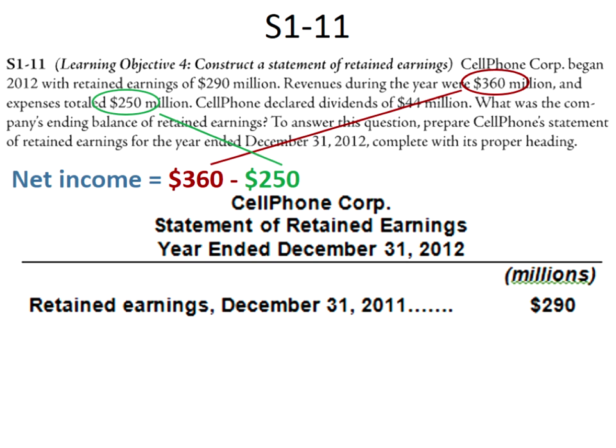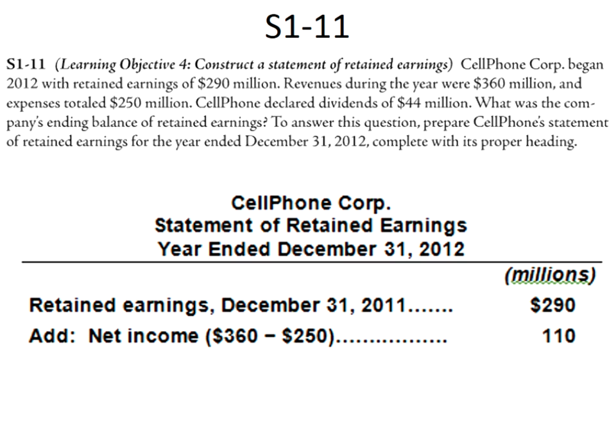So our net income is $110 million, because we have revenues of $360 million and expenses of $250 million. Our next line, the things I've circled are going to go away, and we're going to have our net income. We're going to add our net income. Retained earnings is like a running total of everything we've made to date. So we take our beginning retained earnings and add the net income that we earned this year for the year ended December 31st, 2012.